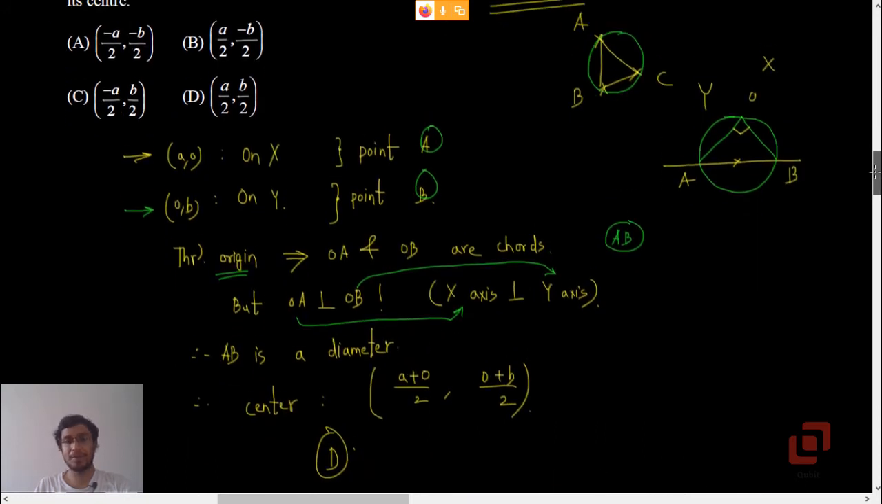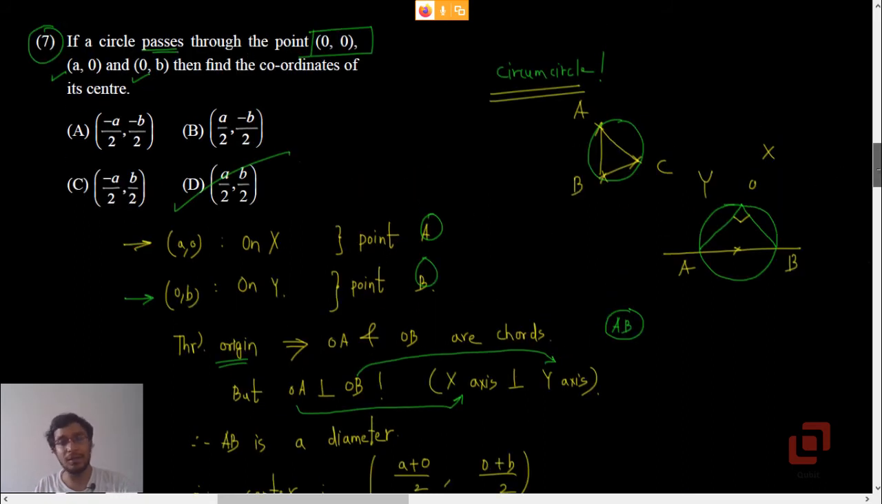Yes. So can we find the coordinates of the center of this circle by the midpoint formula? Definitely. Midpoint of what segment? AB. A has coordinates a, 0 and B has coordinates 0, b. Use the midpoint formula to get the coordinates of the center as a by 2, b by 2. That is option D. Okay?